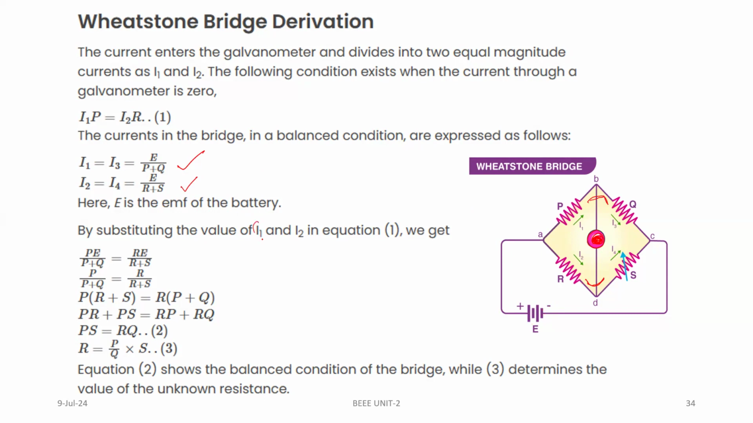We can substitute I1 and I2 in equation number 2. These two values I would like to substitute in equation number 1, and we get an equation like this. By simplifying, we find the unknown resistance R is equal to P by Q into S. Or we can simply write P divided by Q is equal to R by S when the bridge is in balance condition. The ratio of these arms is equal to the ratio of these particular arms.